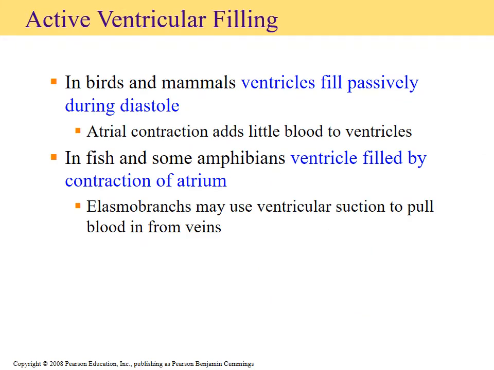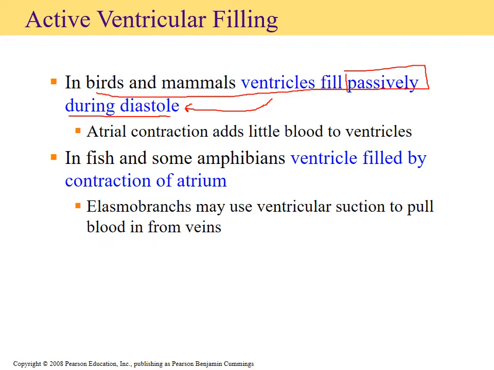So take a look at the slide. It says in birds and mammals, most of the blood that fills the ventricle is filled passively during diastolic motion. So while the ventricle is relaxing, it's just passively receiving blood from the atrium. When the atrium does contract, it does add blood, but not as much as was passively added while the AV valves were open. This is not always the case.